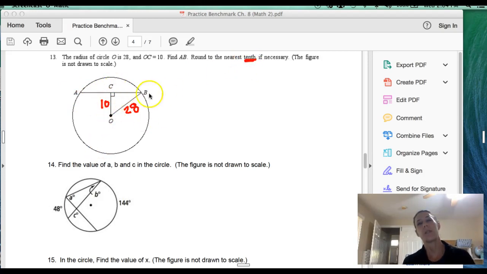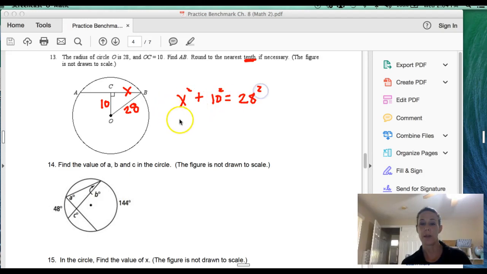Looking at this, once again, right triangles, lots of Pythagorean theorem on this one. So we're going to go ahead and find this segment. Once we find the segment, because we know this is perpendicular, it cuts the chord in half. We know these are congruent. This will be the same value, and we'll just double it. So a squared plus b squared equals c squared. So x squared plus 10 squared equals 28 squared, which is our hypotenuse.